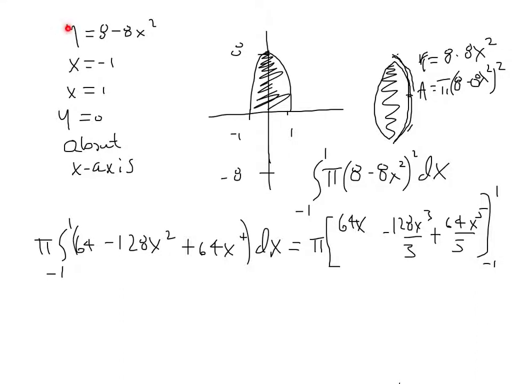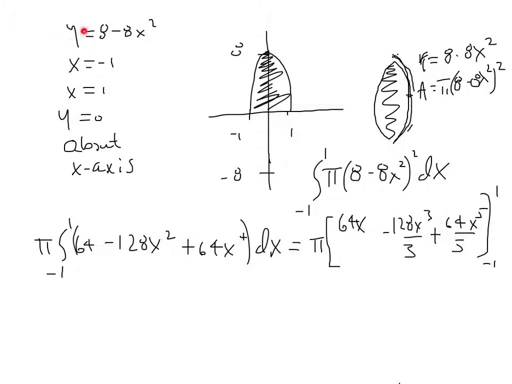So we are to take the graph y equals 8 minus 8x squared along with the graphs x equals minus 1, x equals 1, and y equals 0. Find the region bounded by those graphs and then rotate it about the x-axis.